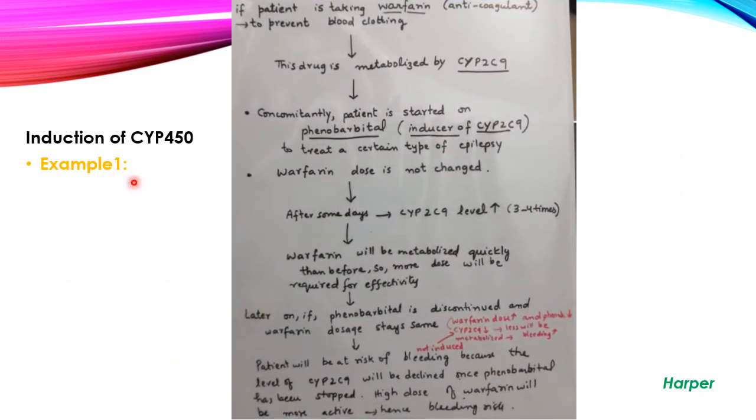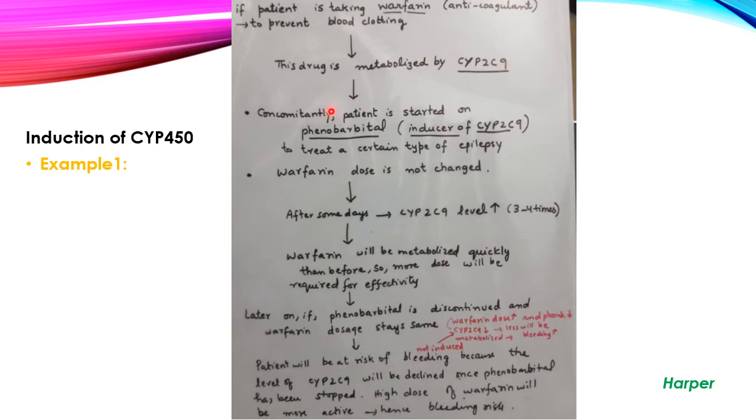Here is example 1 of induction of cytochrome P450. Supposedly, there is a patient who is taking an anticoagulant drug called warfarin in order to fix blood clotting issues. Remember that warfarin is metabolized by CYP2C9, which means that when the action of warfarin is over, it becomes inactivated, or metabolized and degraded, by CYP2C9.